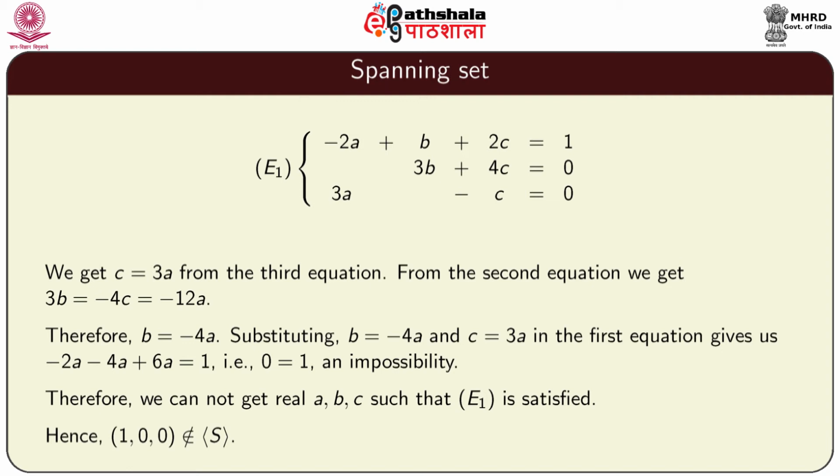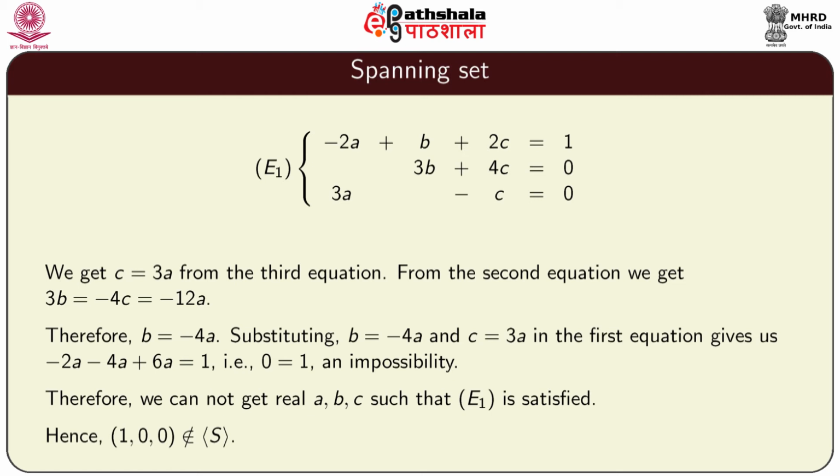it is simple enough to see that the third equation implies c equal to 3a, and then the second equation shows you that 3b must be minus 4c, and c being 3a, 3b has to be minus 12a. Therefore, b is minus 4a, and if you substitute back b is equal to minus 4a and c is equal to 3a in the first equation, then you get 0 is equal to 1, which is of course impossible, which shows that we cannot have real numbers a, b and c which satisfy this system of equations E1 simultaneously, and therefore 1, 0, 0 does not belong to the span of S.